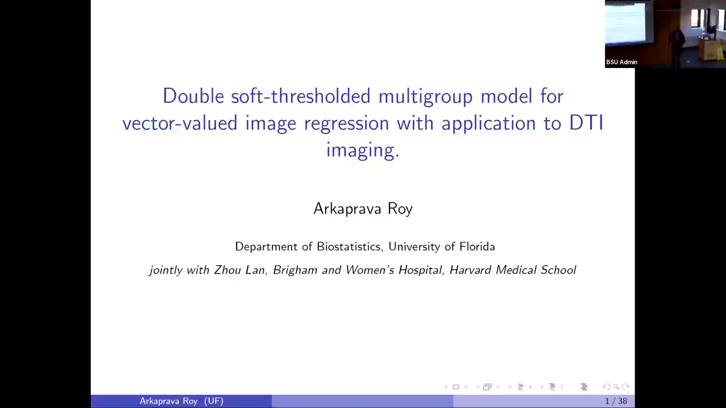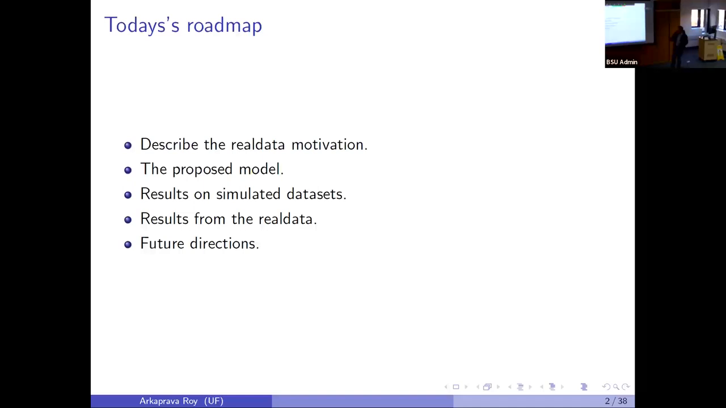In this work, first I'll describe the real data motivation, which essentially motivated this model. And then I'll propose the model and show some results in the simulated data set as well as in the real data, and some of the future directions that we can take after this work.